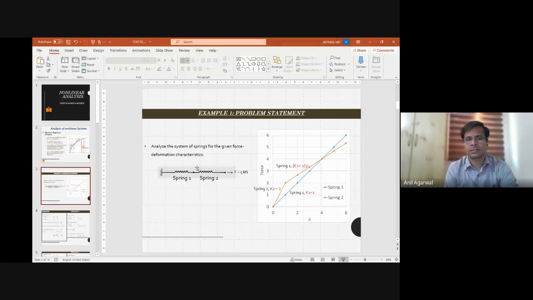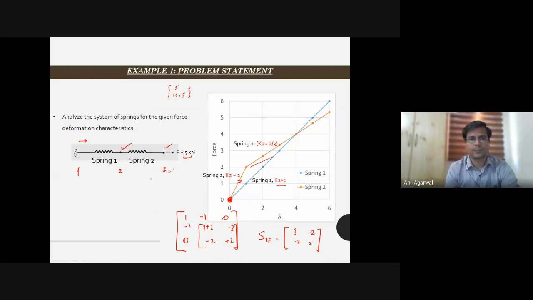What did I get the deflections as? I got the deflection of 5 here and 7.5 here. Right? What is the next step? So I have just completed two steps. Calculated the stiffness matrix, that is tangent stiffness matrix, and I have solved the system to calculate the deflections. Now, what is the third step?